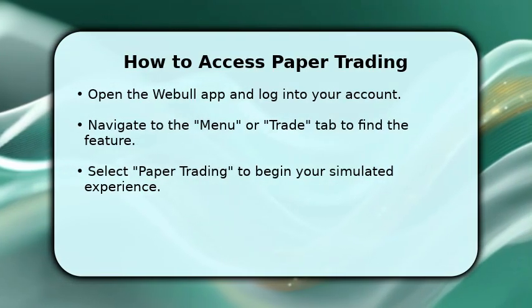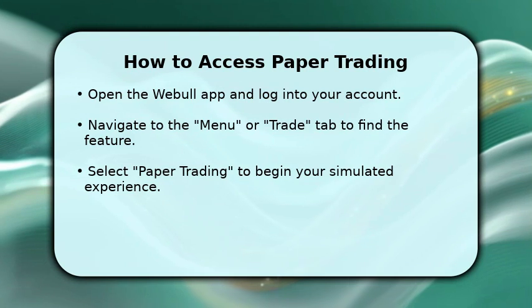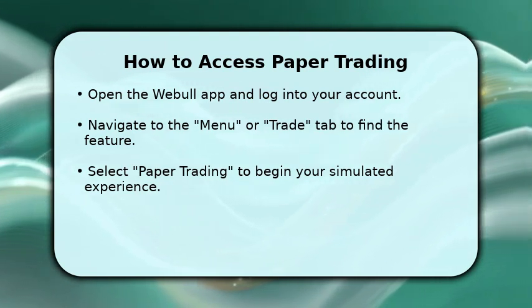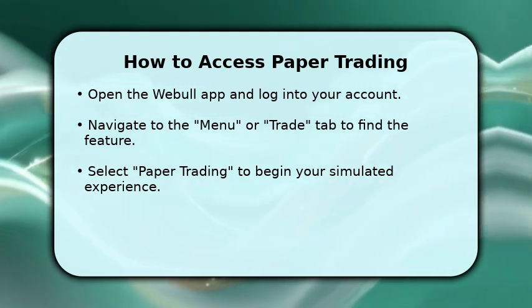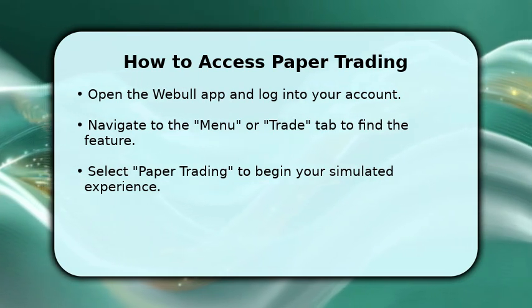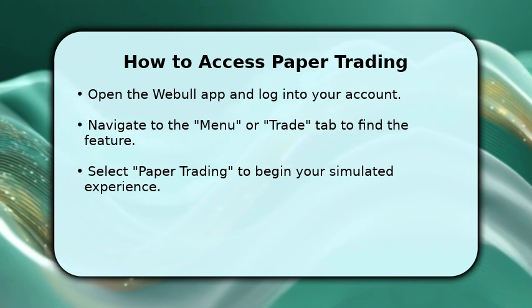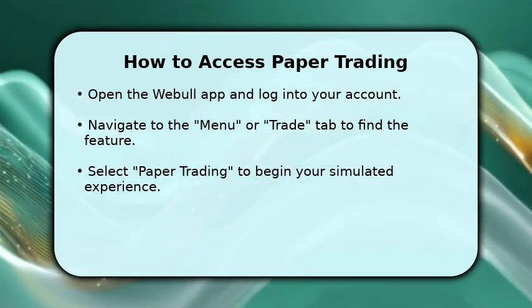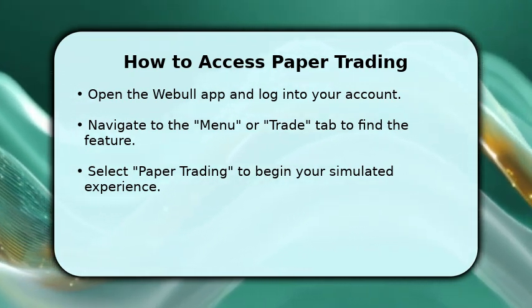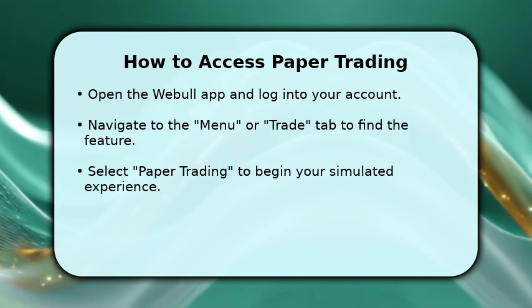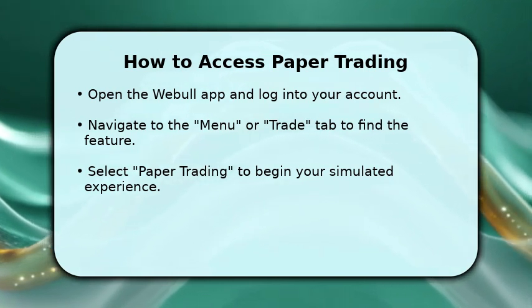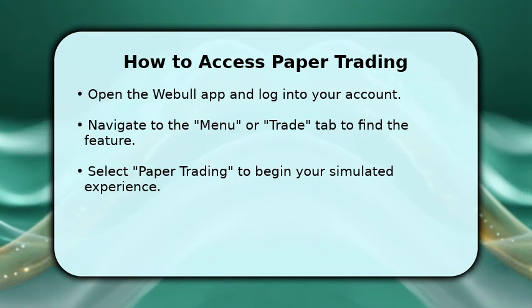Getting started with paper trading on Webull is quite straightforward. First, open your Webull app and ensure you are logged into your account. Once logged in, look for the menu icon, often found at the bottom or top of your screen, or directly navigate to the Trade tab. Within this section, you'll find the option for paper trading. Tapping on this will switch you over to the simulated trading environment, ready for you to explore.